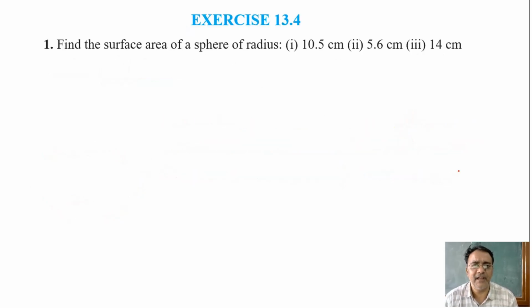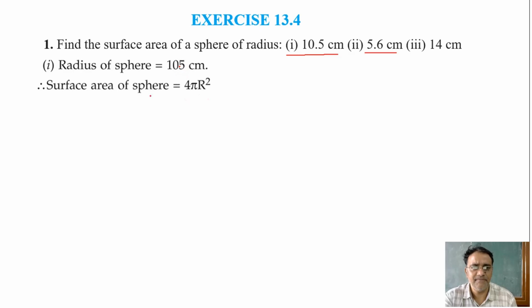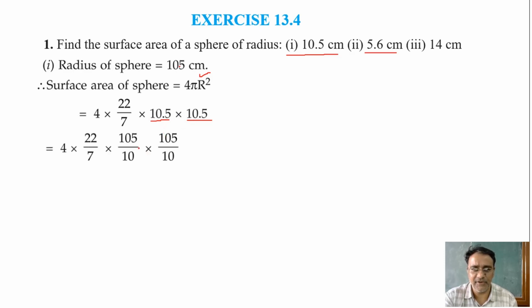Now we are going to start exercise 13.4, question number 1. So 3 bits are there, and the radius is given. We need to find the surface area. So let us start with the first bit, that is 10.5 centimeter. Radius is given as 10.5 centimeter. And the surface area of a sphere is 4 pi R square. So 4 into 22 by 7 into 10.5 into 10.5. If we remove the decimal from 10.5, what will it become? 105 upon 10. So we can cancel it by 5.